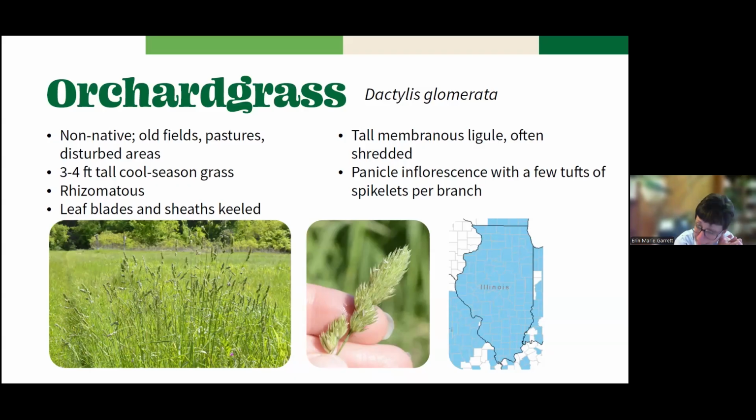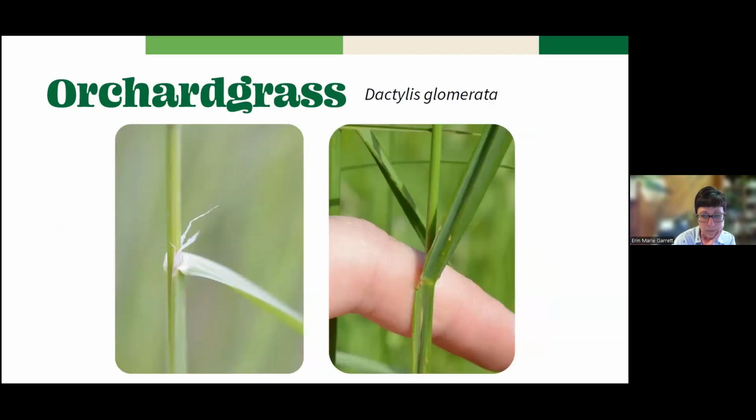And then it has a panicle inflorescence. This one's kind of tricky with these bushy tufts of spikelets. So over here, we'll look at a close-up picture. You might be able to see some branches, and then you've got these little tufts of spikelets. Again, found in every county in the state. So here's a picture of that tall membranous ligule that's in shreds, right? It's not in one piece.